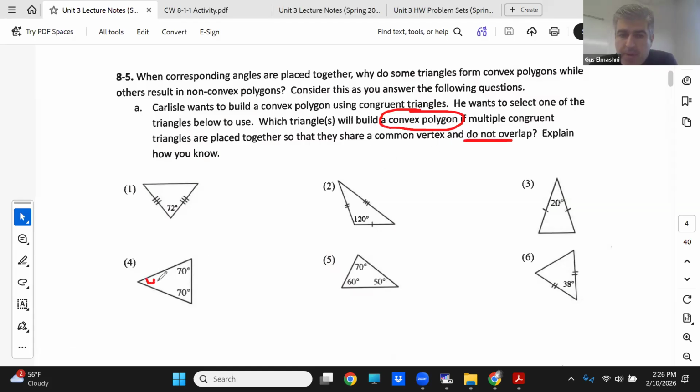And by the way, that's 40 degrees right here. 72, that's 108, that's 54, 54. 120s are all different. 60, 70, 38, that's 142. Is that right? 71, 71. And 20, that's 70, 70. No, 80, 80.